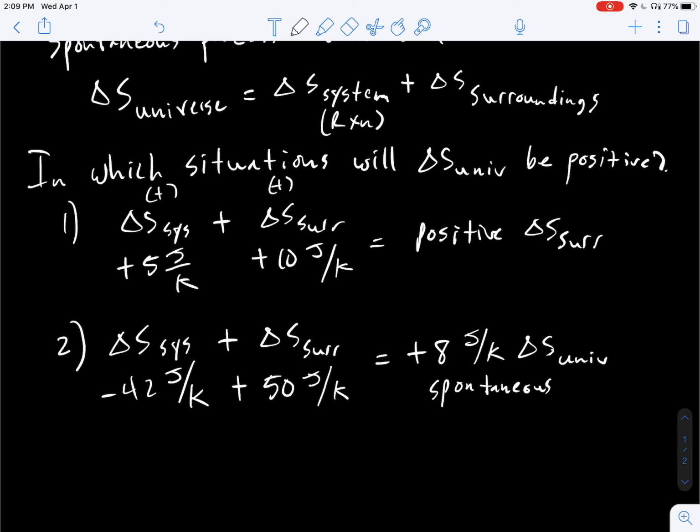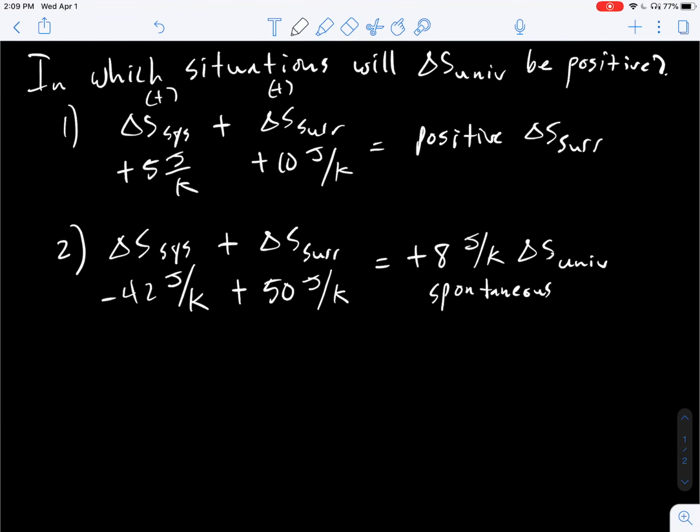So, yes, we have an unfavorable decrease in entropy, but this was offset by enough increase in entropy of the surroundings that overall we still have a positive. So that's a spontaneous situation there.